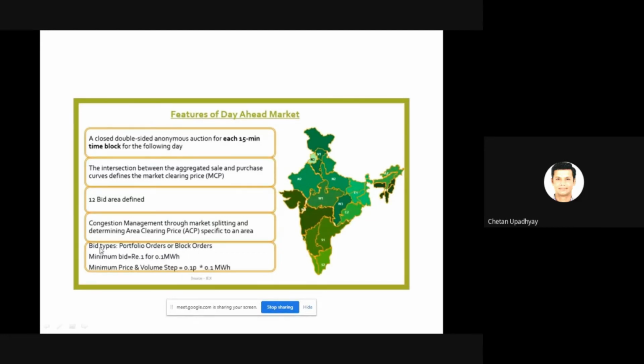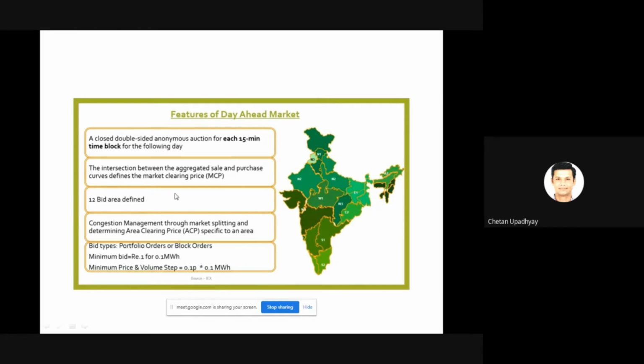Now the bid types are there, that is portfolio orders or block orders. You might remember that there are strategies with respect to DR, that is distributed resources, as well as with pricing. So here, that is with respect to pricing. The algorithm has been decided with respect to pricing, and that pricing depends on generation and the load. That means the seller and the buyer.